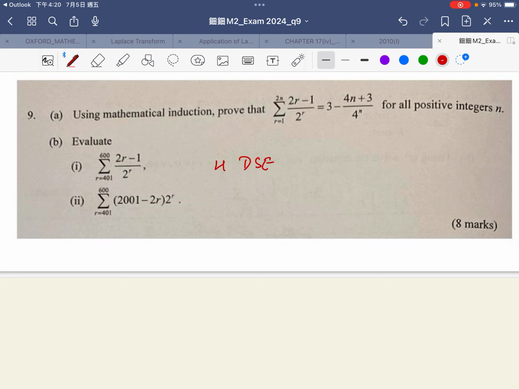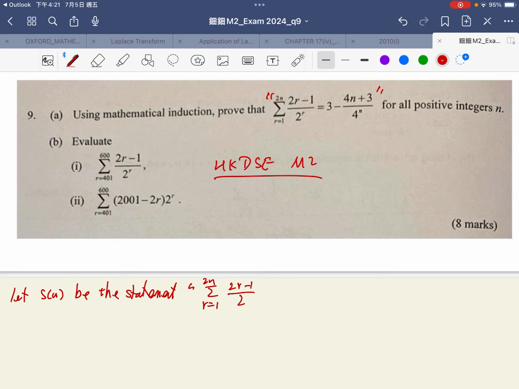This is the HKDSE M2 question. The first part is about mathematical induction to prove this statement. First, let Sn be the statement: the summation from 1 to 2n of (2r minus 1) over 2 to the power r equals 3 minus (4n plus 3) over 4 to the power n, for all positive integers n.